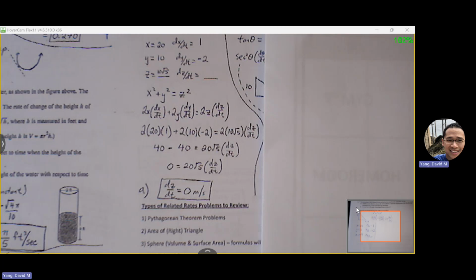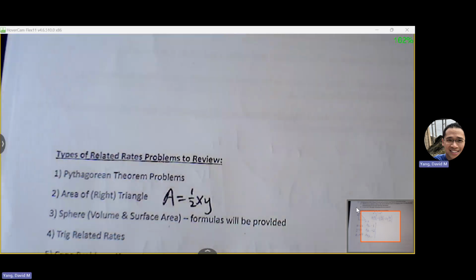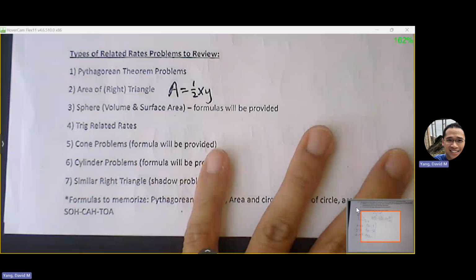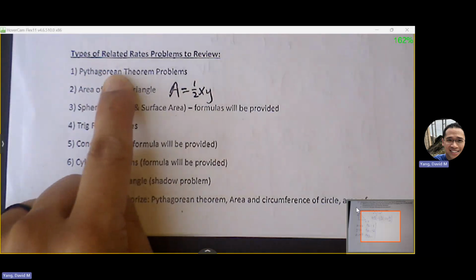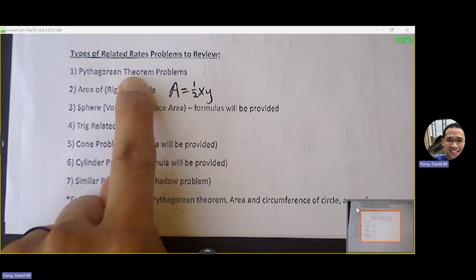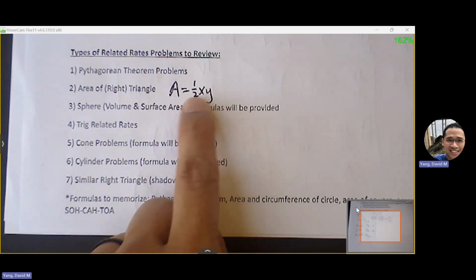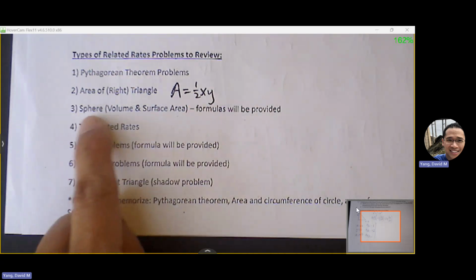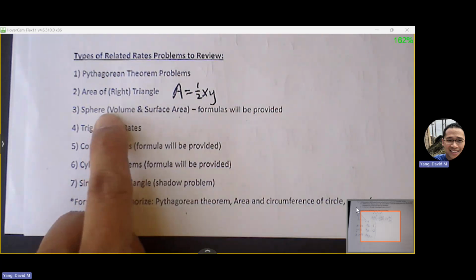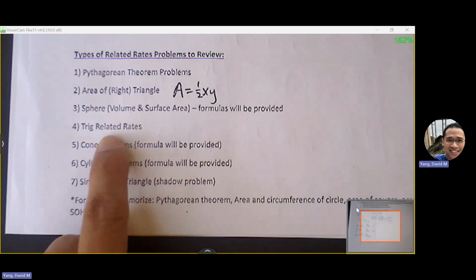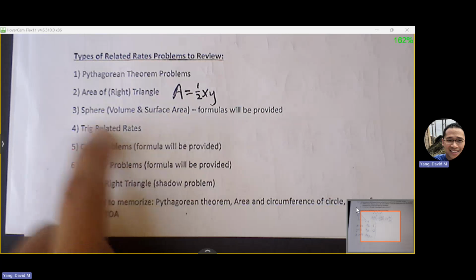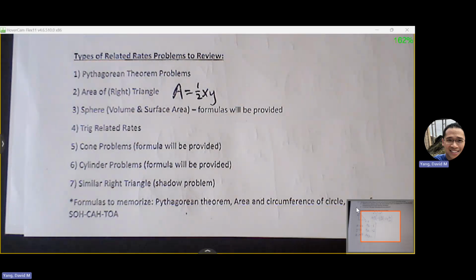We'll finish parts B and C tomorrow. So B is involving finding d theta/dt, and then part C is involving finding area. So if you look at the bottom of the page, these are what we're responsible for in preparation for Monday's quiz. So be able to tackle Pythagorean theorem problems, which we just got done doing. Area of a triangle, we're going to see that for part C, where we have to go through the product rule. Sphere, I'll give you those formulas, but dV/dt, dS/dt, and trig related rates, we're going to do that for part B that we didn't finish today.